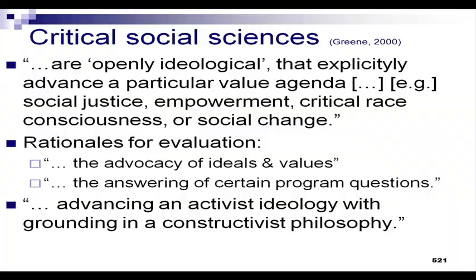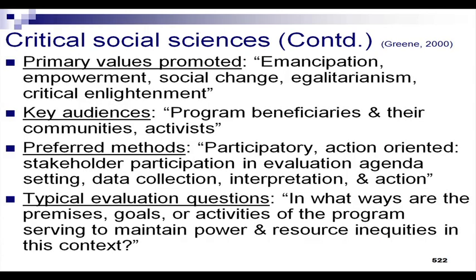Okay, critical social sciences are openly ideological, and explicitly advance a particular value agenda, for example, social justice, empowerment, critical race consciousness, or social change. The rationales for evaluation are the advocacy of ideals and values and the answering of certain program questions. Advancing an activist ideology with grounding in a constructivist philosophy. We are trying to look at everything from an ideological point of view. The primary values promoted are emancipation, empowerment, social change, egalitarianism, critical enlightenment.